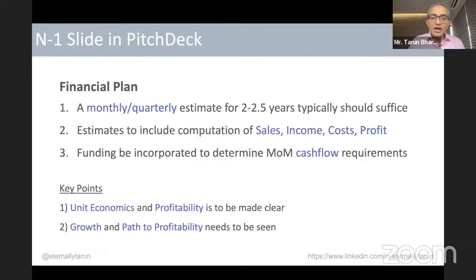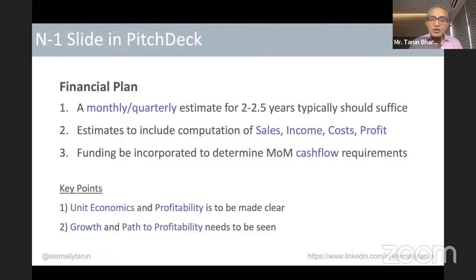So typically, making a financial plan, as a finance guy, I have done it for my living for almost 30 years, but there is no rocket science in this. You have to simply make an Excel sheet, where you have maybe 24 or 36 columns, where you build a monthly estimate of how many customers you're going to acquire, depending on the pricing that you have, how much is the revenue, and what are the different cost elements to deliver that product or service, and therefore what will be the profit or loss.